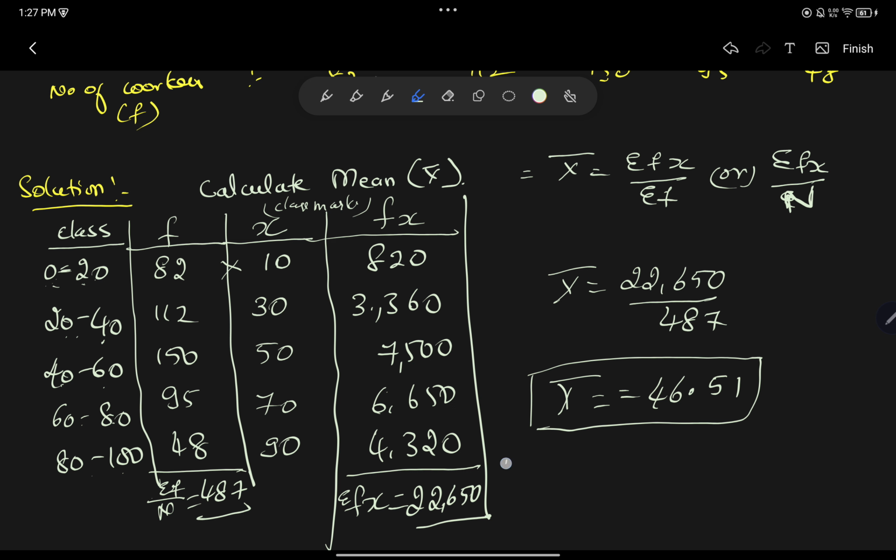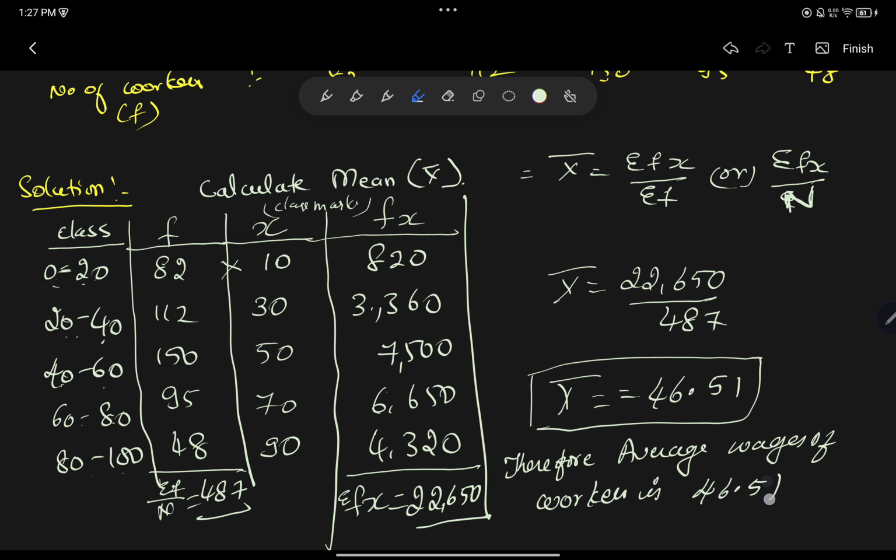Because they have said it is the wages of workers, we can write: therefore, the average wages of workers is 46.51.